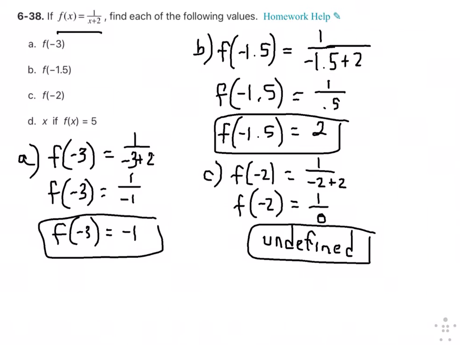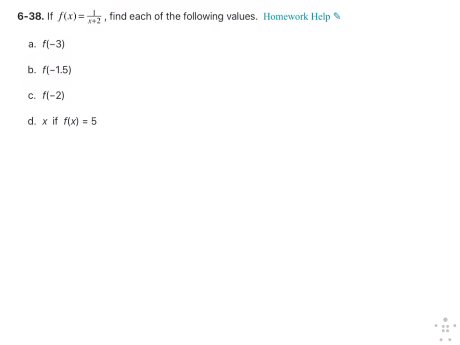Okay, and the last one, D, let me make space. Find x if f of x equals 5. So they're saying that f of x is 5, right? So if the original function is this, and they're saying f of x is 5, so they're saying that's 5. Now they want us to solve for what goes in, right?